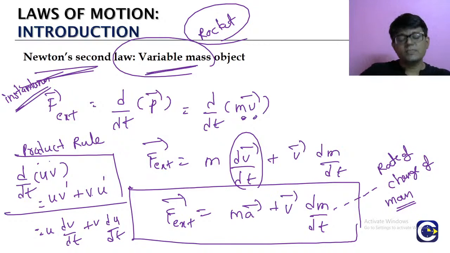So just keep a note of this result. We will use it when we discuss rocket propulsion separately. In that case, we are going to talk about this formula again, and we'll see how we use the formula in the case of the rocket. Okay, guys. So this is the final form of Newton's second law in case of the variable mass object.